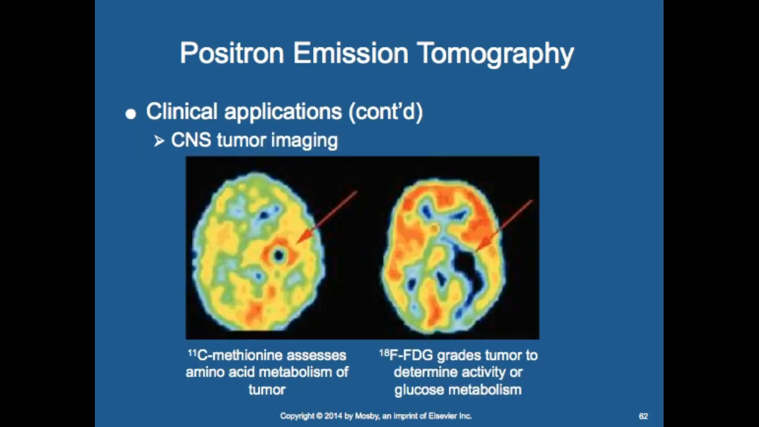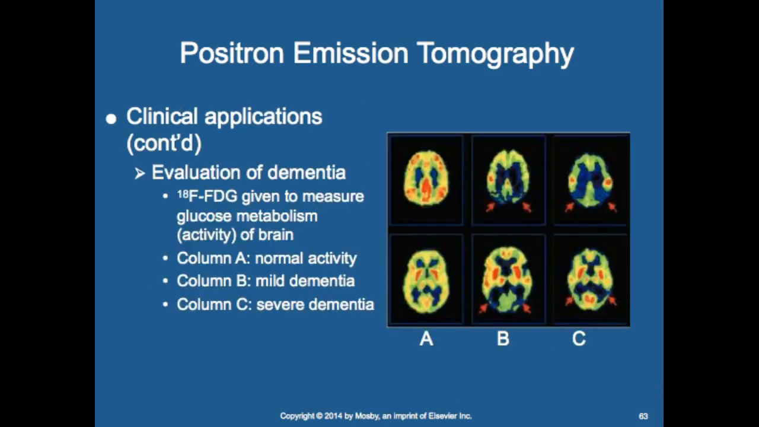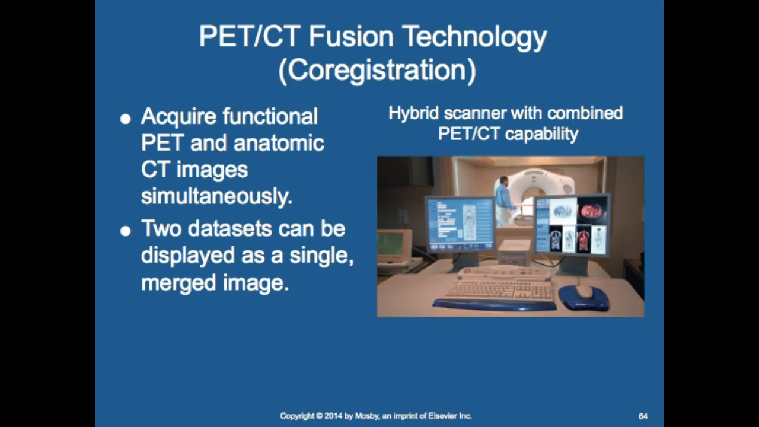So CNS tumor imaging. Methylene assesses amino acid metabolism of the tumor, whereas FDG grades the tumor to determine activity, or glucose metabolism. So, evaluation for dementia. FDG is given to measure glucose in the brain. So, A is normal, B is mild, and C is severe dementia. So, we can look at dementia within the brain. So, a lot of cool things that we can do.